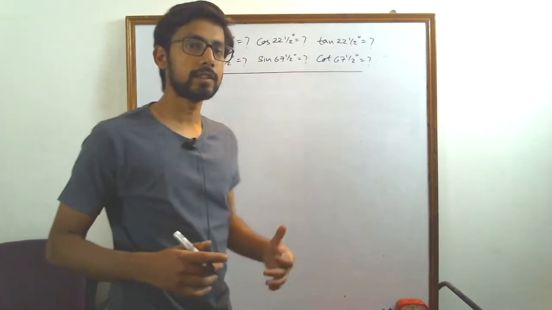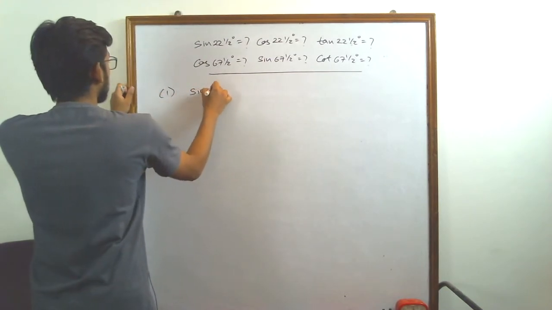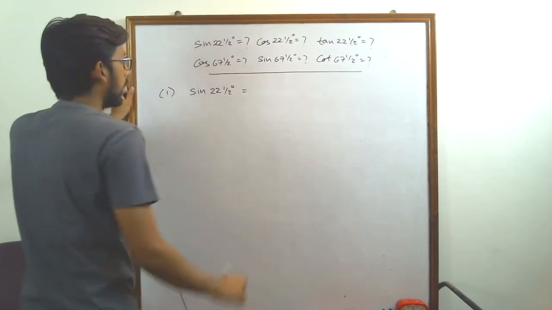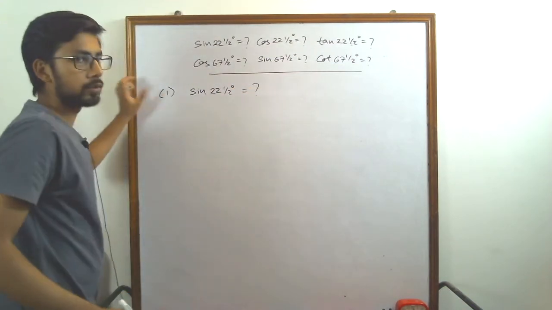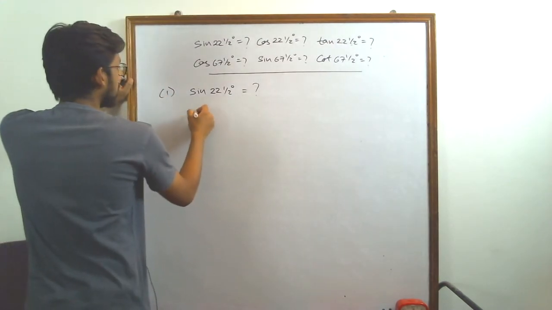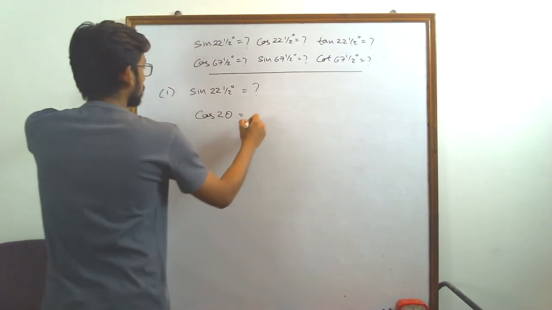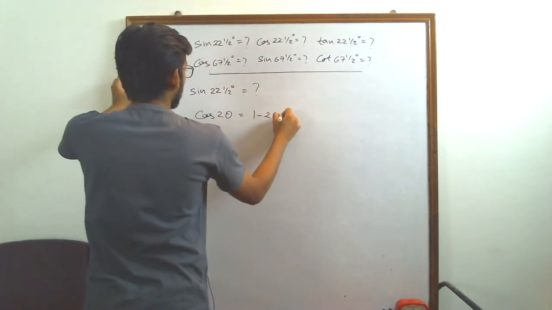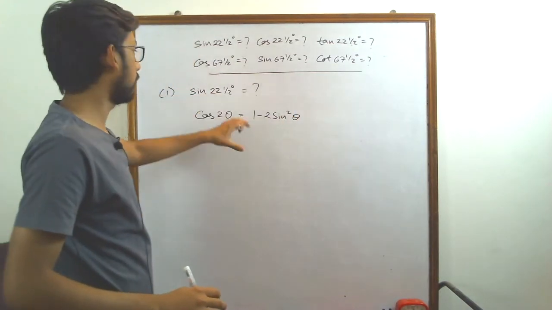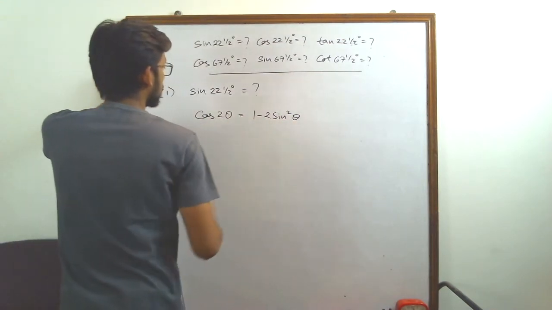So guys, let's start with sine 22.5 degrees. What is the value of this? To find the value of this, we take a look at the formula cos 2 theta is equal to 1 minus 2 sine square theta. You should be able to recall this from the double angle formulas that we studied in another video. Cos 2 theta is equal to 1 minus 2 sine square theta.